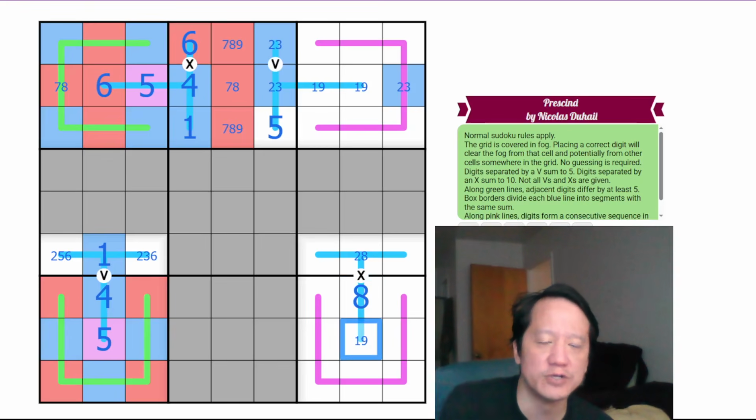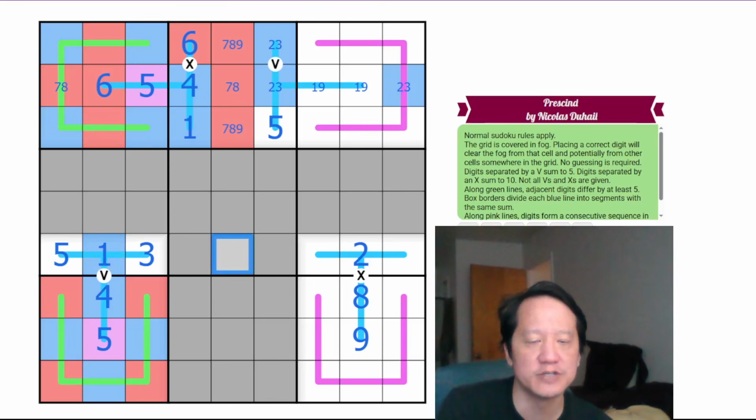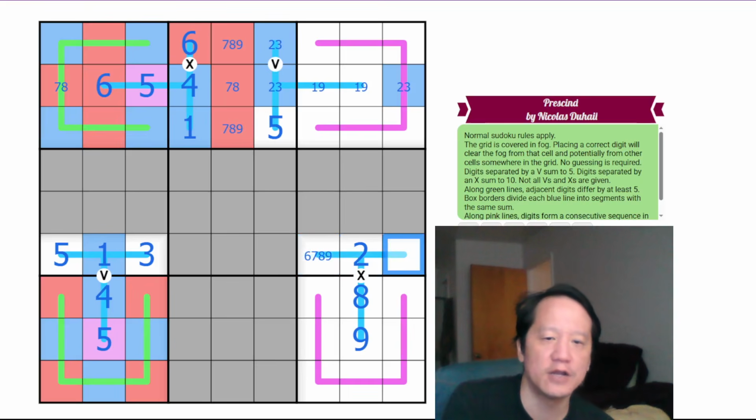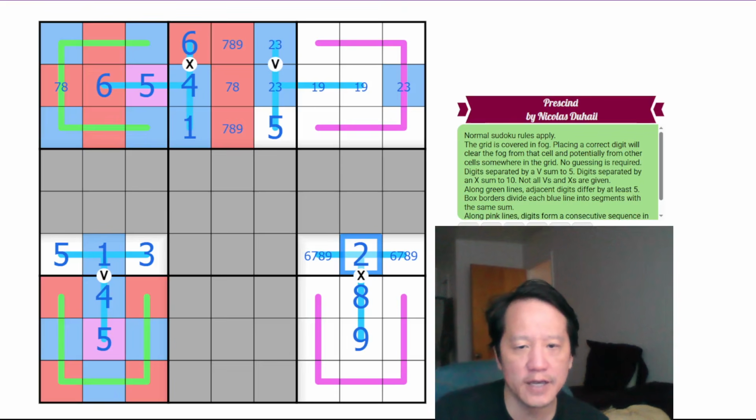And same thing with 2 and 9 here. 2 and 9 forces 1, 3, 4, 5, 6, 7, 8, which is not a consecutive sequence. So this is 8 and 9. This is 2, which forces this to be 1, 3, and 5, adding up to 9 because of 2 in the row. This has to then be 6 through 9 here, and 6 through 9 here, to add up to 17. So this is low. We have low here. This is a 5. These are high digits.